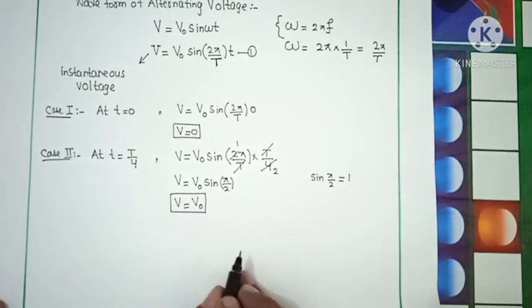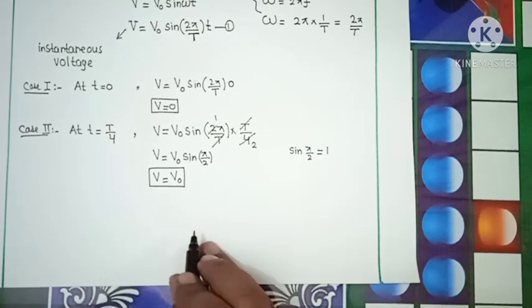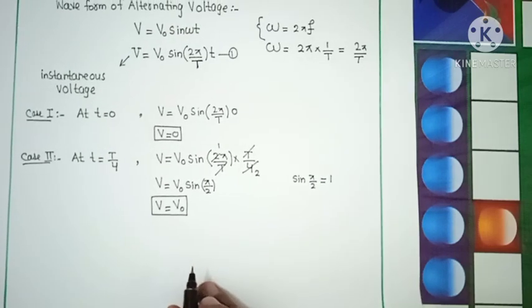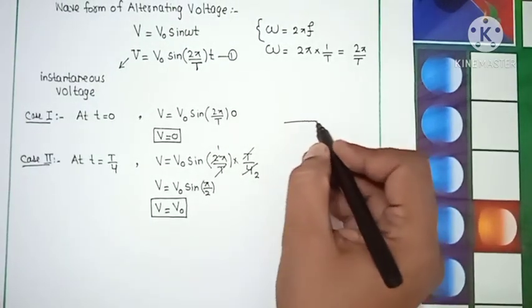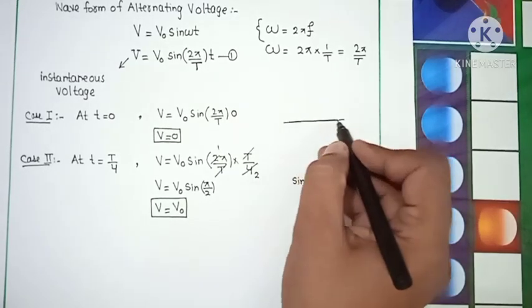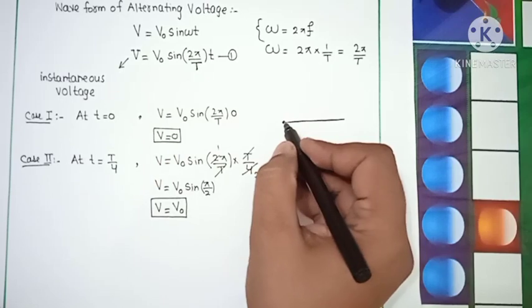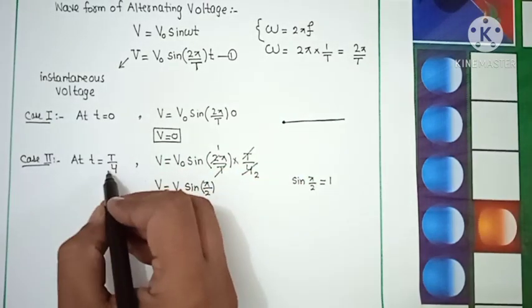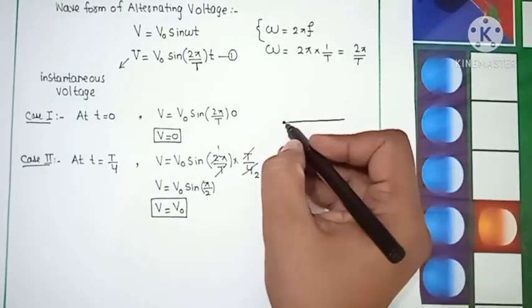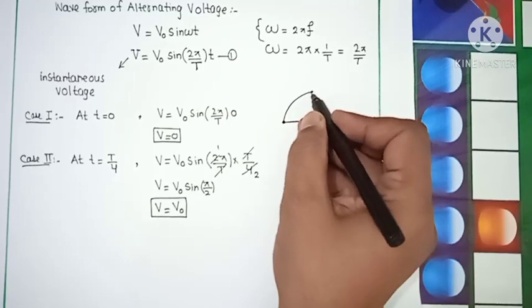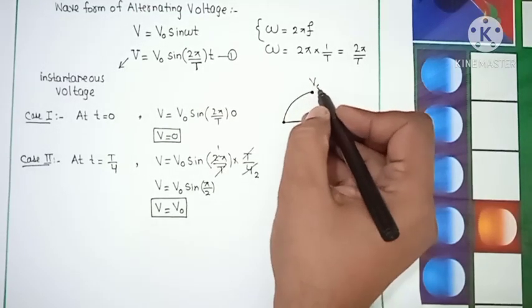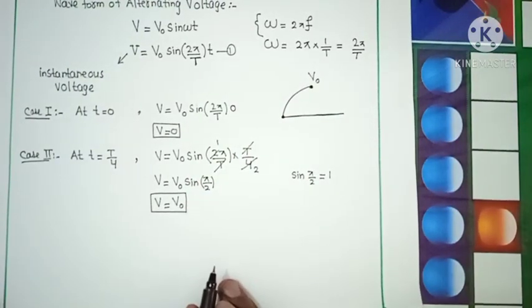So in the second interval, case number 2, dear students, as you can see in the wave shape, firstly at t is equal to 0, V is equal to 0. At t is equal to T by 4, V is equal to V naught. So at that point we have the peak value of voltage.